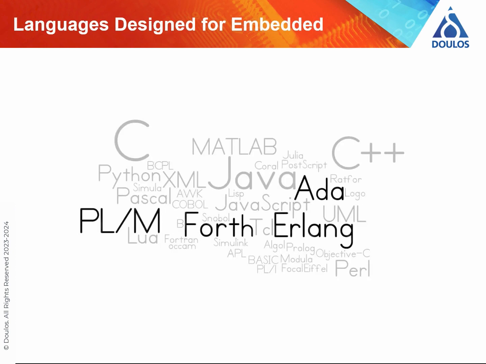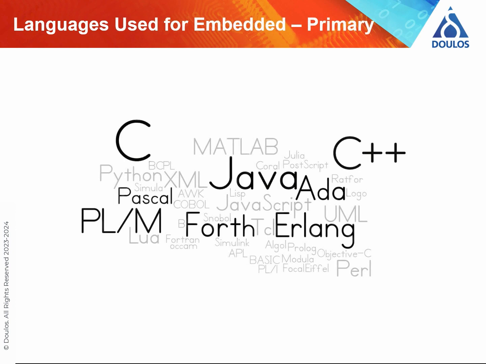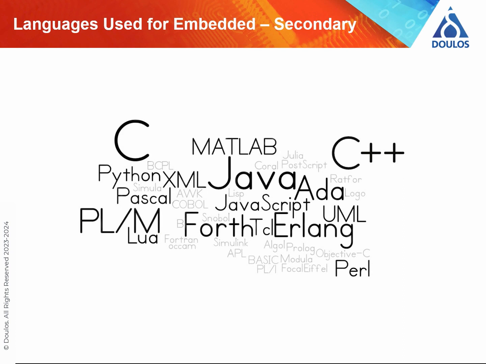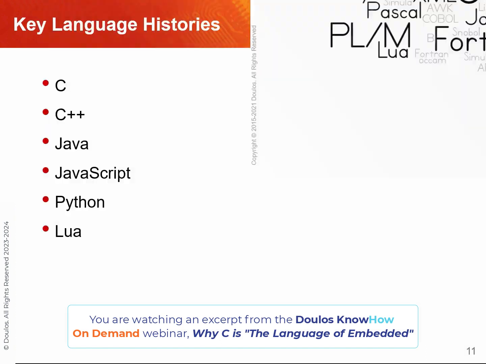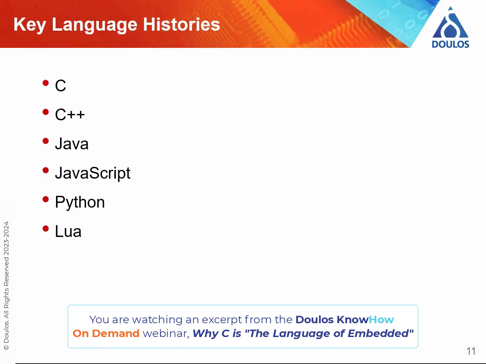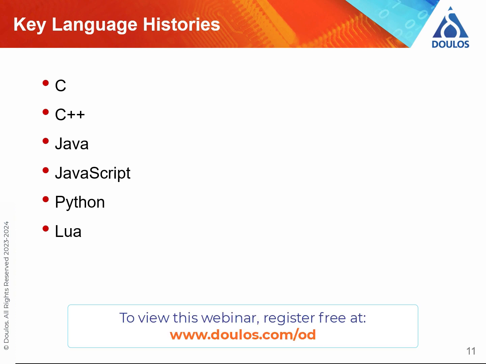So languages like Ada, PLM, Forth and Erlang. And that was followed by more recent languages such as C, C++ and Java. Moving forward to today, that list has increased, so you might recognize some other languages like Python, and the list may still grow in future as well. But let's take a look at historically what we had. There's a list of languages we're going to cover here: C, C++, Java, JavaScript, Python and Lua, and we'll take a quick look at what each of them offer.